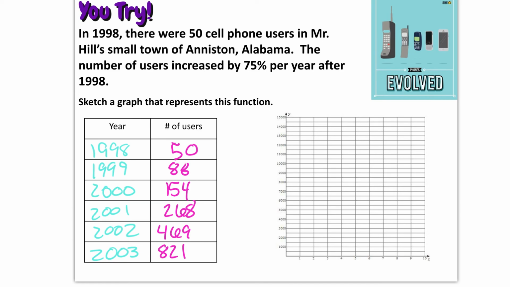So on the bottom, we're going to say these are our years, and these are our number of users. So we're going to graph it. At year 0, there were 50 people. Then after 1 year, there were 88. And then we're going to go here, here, and then close. So this graph is not really that great, but it would go like that and look like an exponential function.